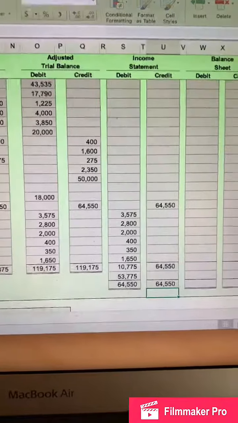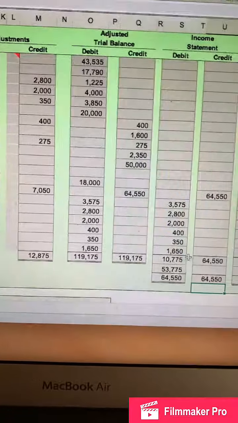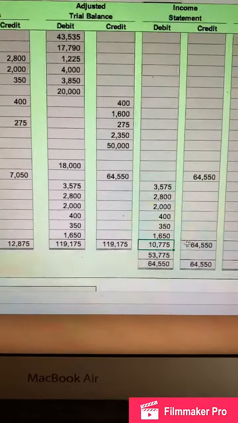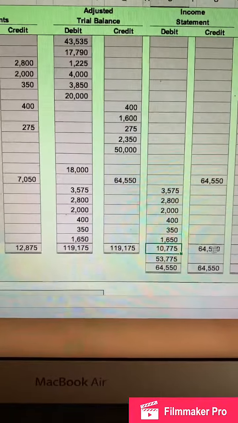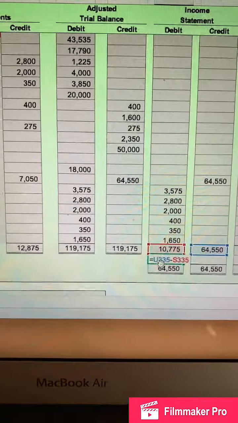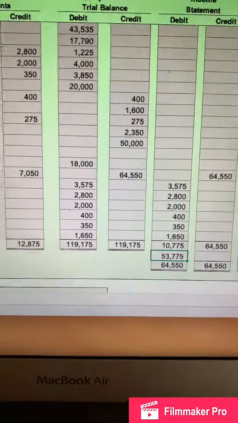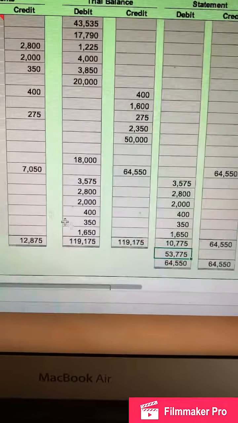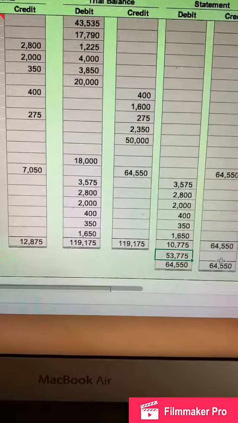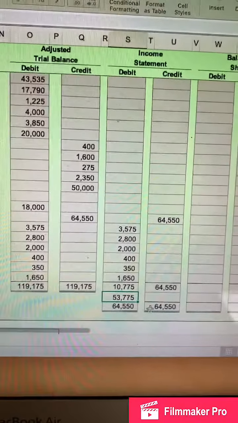All right, so I did the income statement. All I did was bring over the revenues and expenses, and then these totals add up to 10,775. The revenue is 64,550. So in here I hit equals. This minus this gives us our net income of 53,775. Now, to keep this in balance, I had to add these two up right here to get this value, and then these two added up here equals this, so they still balance right here. So that's the income statement.